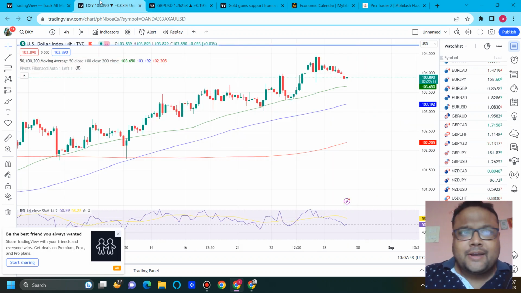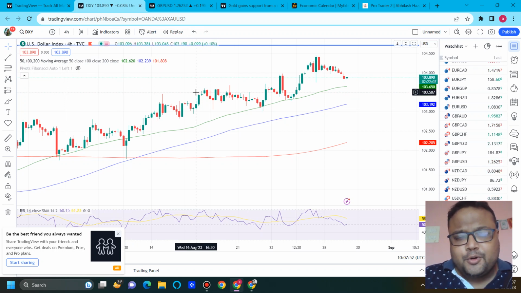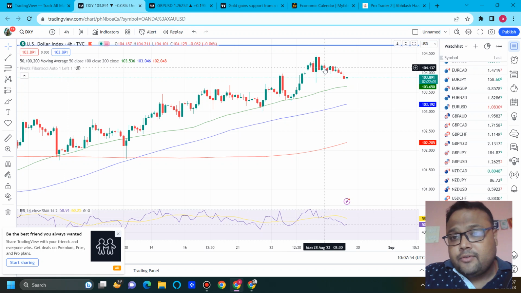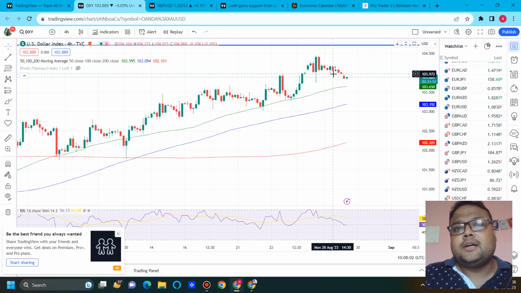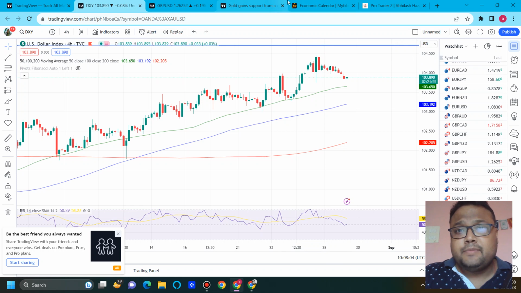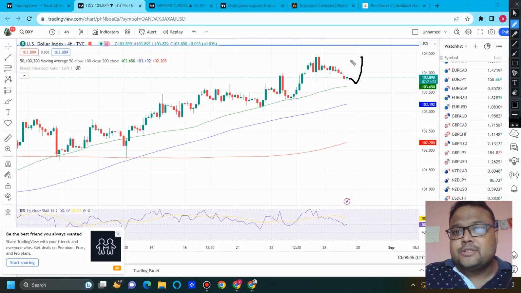If you look at the chart of the dollar index, then as expected, the dollar index is still bullish and the market is going for some correction. As I always say, my dear friends, this is just a correction, not a trend reversal. Correction and trend reversals are different things. The market goes for a retracement so that it can bounce again.